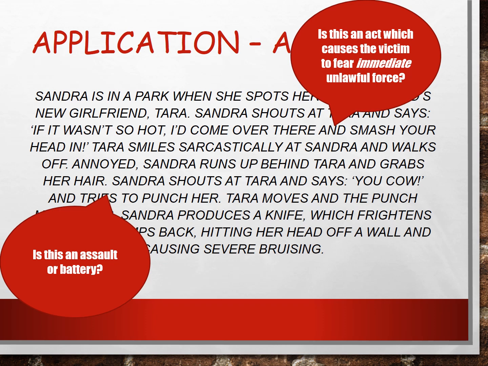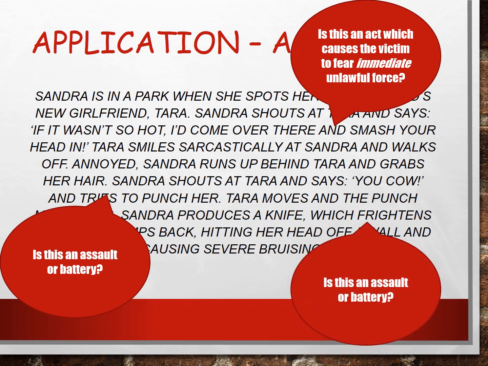So we've got a couple of things going on here. And then the producing a knife, frightening her, falling back, hitting her head off a wall and causing severe bruising. Is this an assault or battery? So I really want you to think about these 3 incidents in this scenario. This is from an old OCR past paper, and identify whether crimes have been committed here.